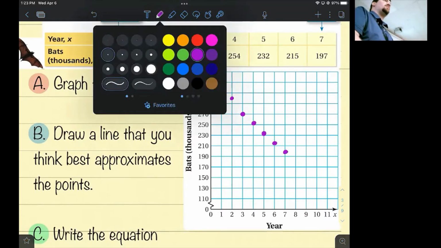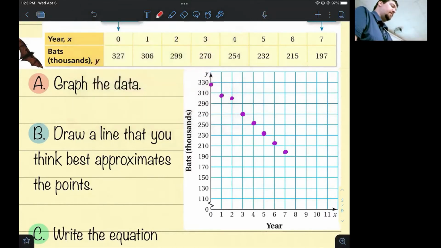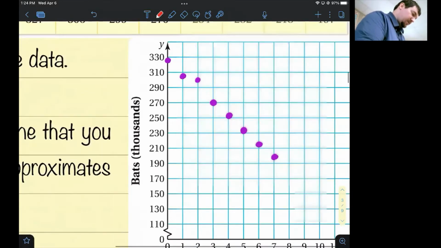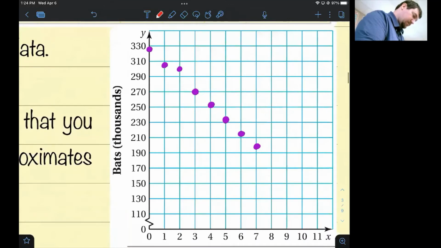What kind of trend would this be? Positive or negative? Negative, yeah. So as one thing is increasing, in this case, the time, as time goes by, the bat population is decreasing. Does your trend line look something like this?